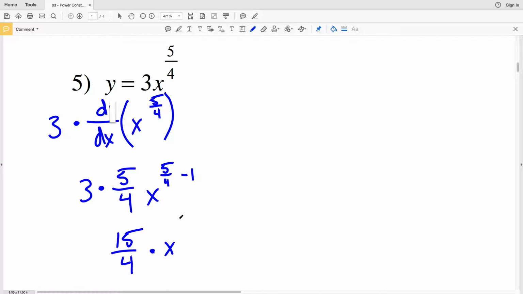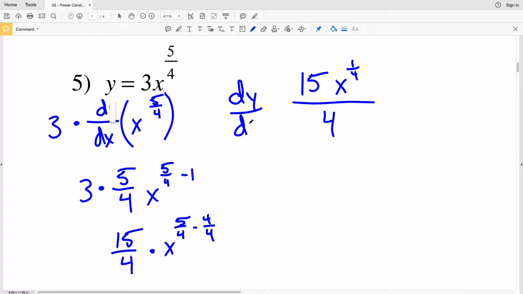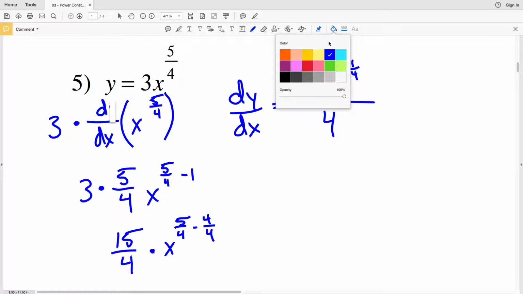Which 5/4 minus 1, I'm going to write that 1 as 4/4, so I can subtract it. So I'll have 15 times x to the 5/4 minus 4/4 is x to the 1/4, and that's all over 4. So 15 times x to the 1/4 divided by 4 is the derivative of y with respect to x in number 5.